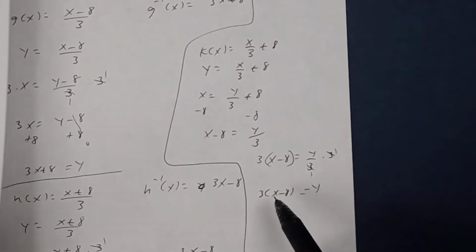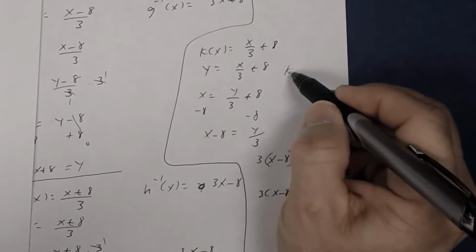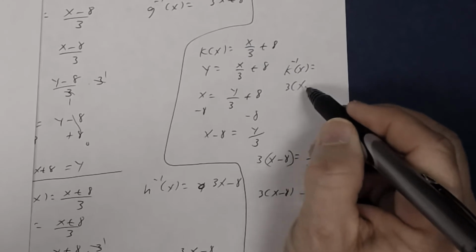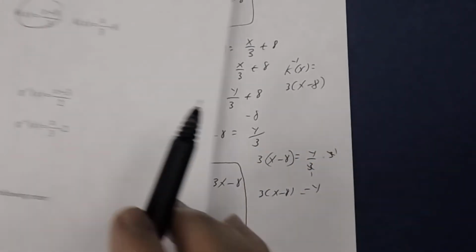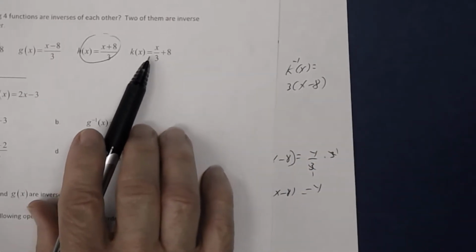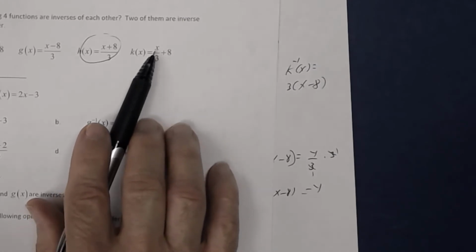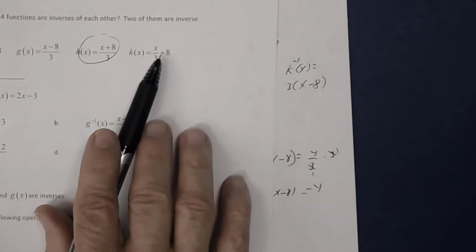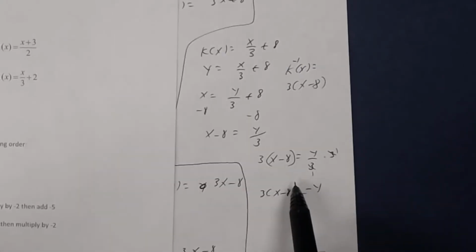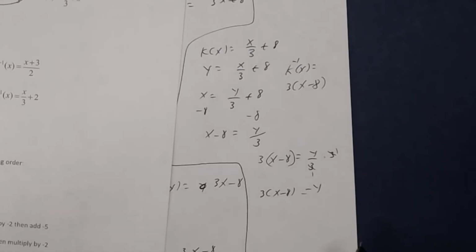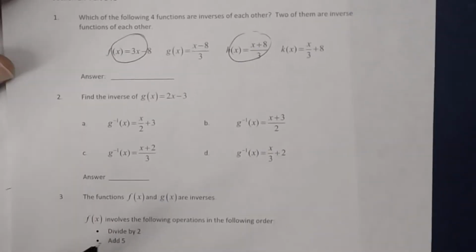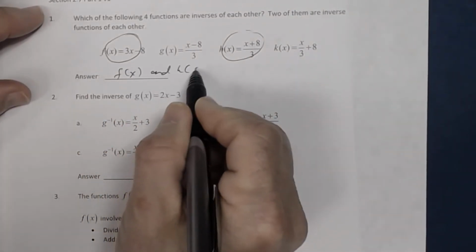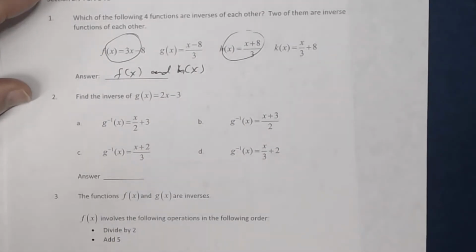And it kind of makes sense that k of x inverse is this. Because look, this says that k of x takes x, divides by 3, and then adds 8. So the inverse will subtract 8 first, and then multiply by 3. All right, so anyway, the answer to number 1 is f of x and h of x.